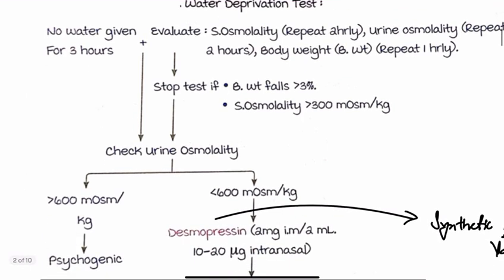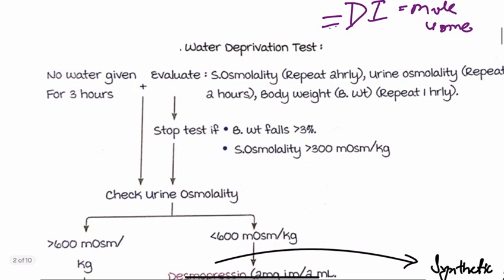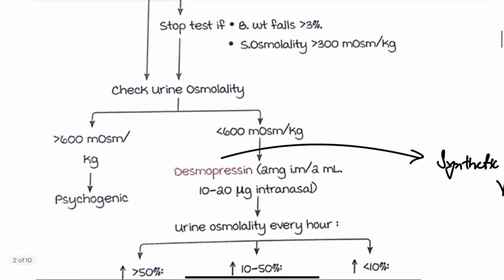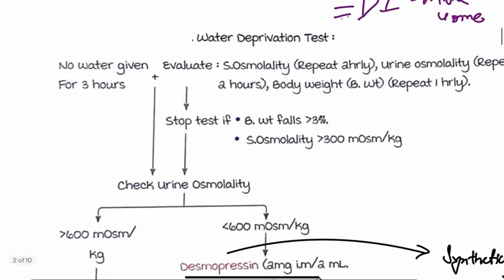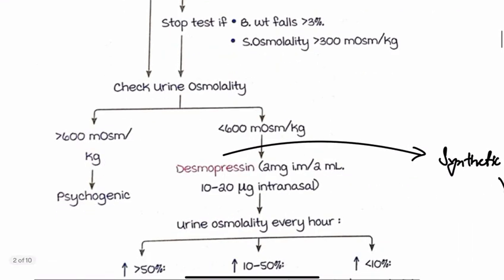Check urine osmolality. If urine osmolality after water depletion is normal, it's psychogenic, which means the patient is drinking more and more water. But if urine osmolality is still less than 600 mosm per liter after you stop giving water, what will the body do? If you are not giving water for 3 hours, the body has to save the water, but still the body is not saving water and the urine is still hypotonic.